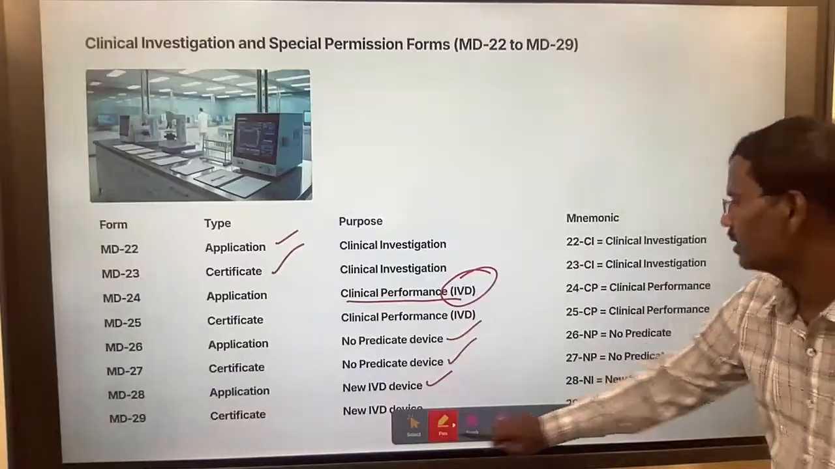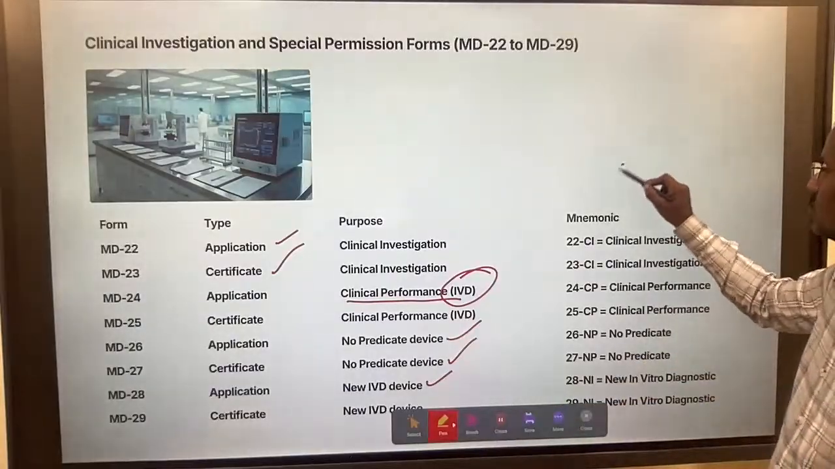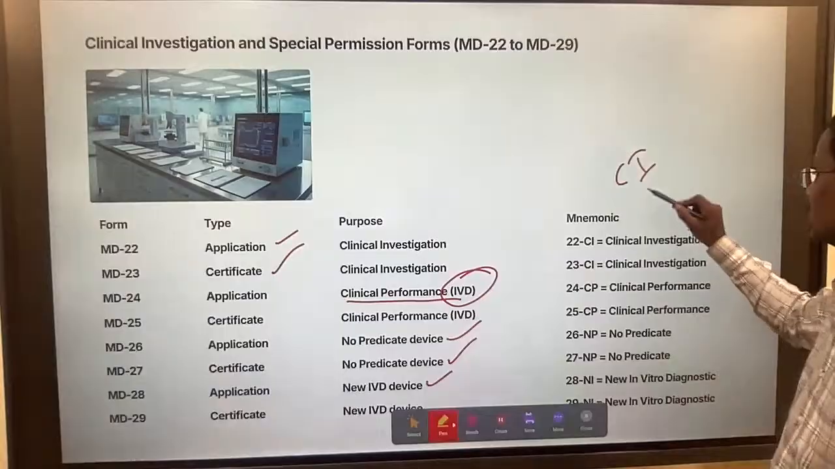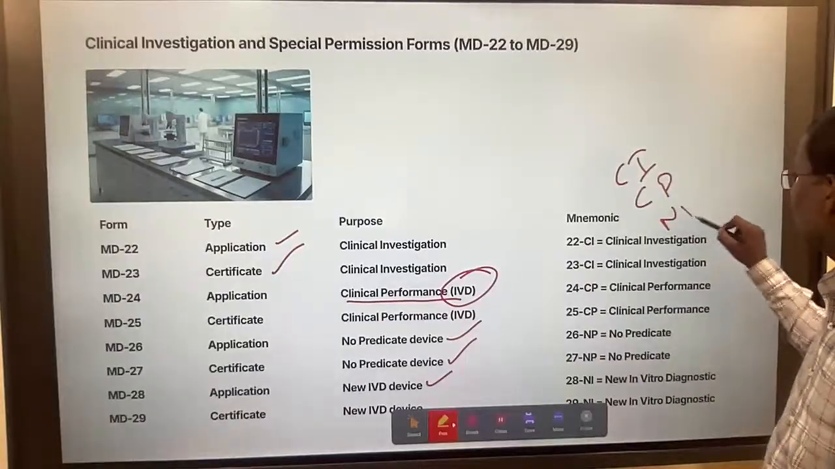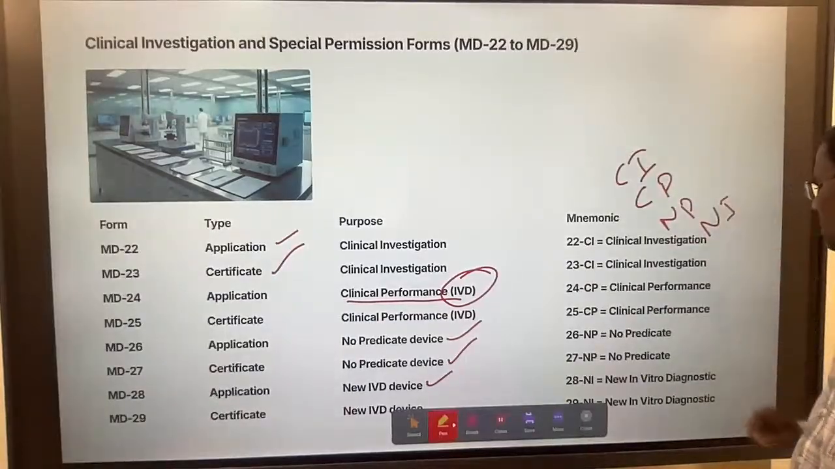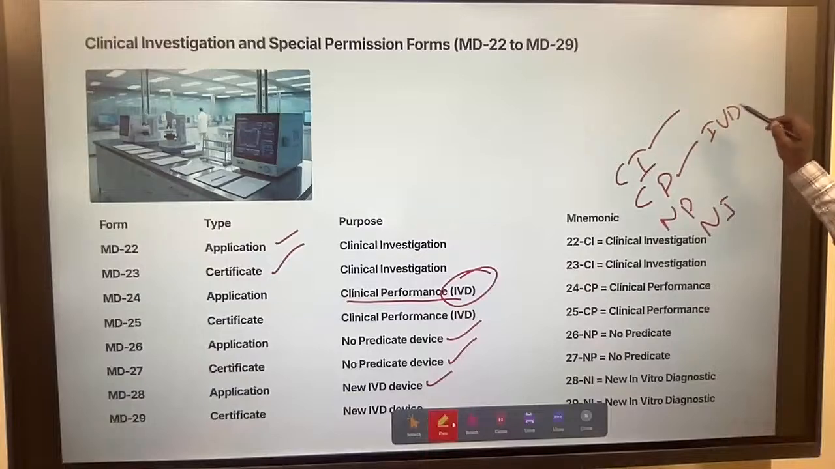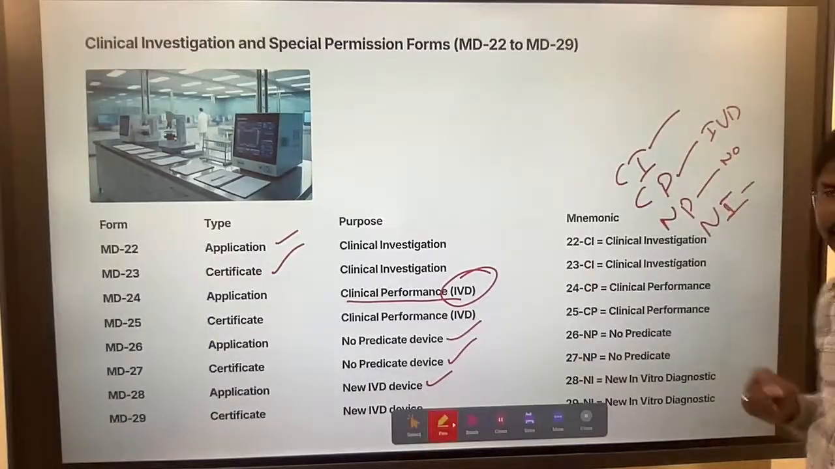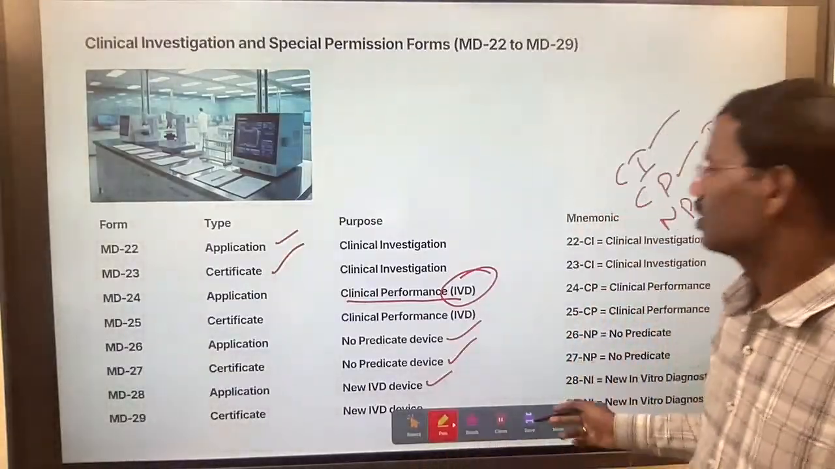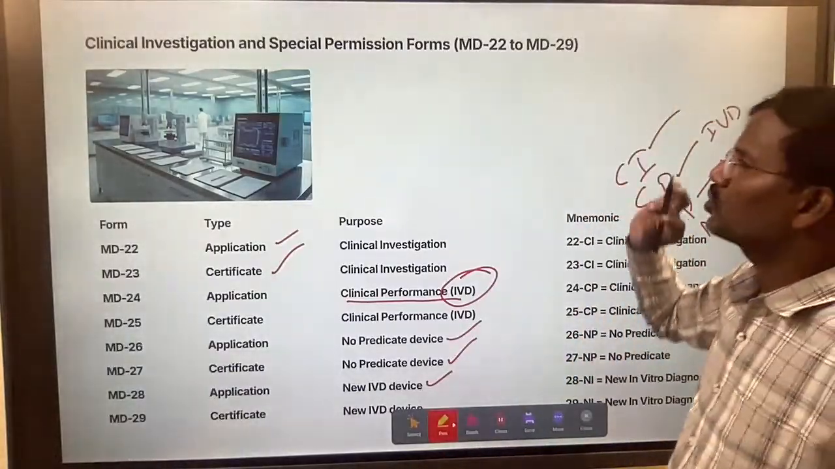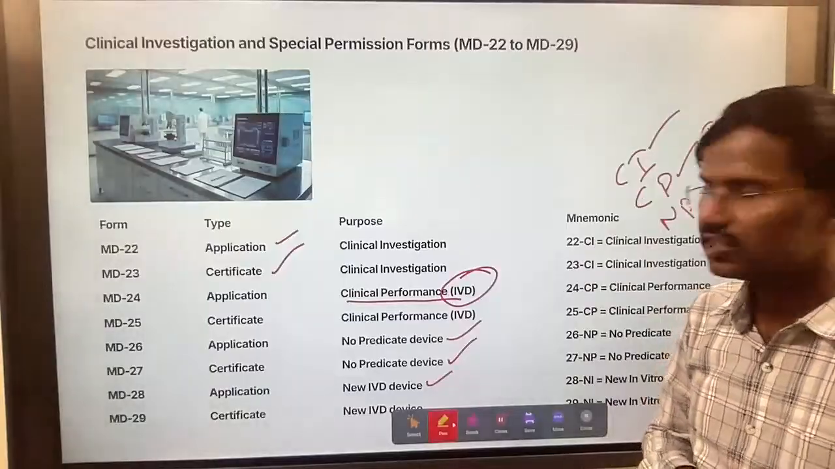So I've created some mnemonics here. CI, clinical investigation, CP, clinical performance, because it is an IVD, then NP, no predicate device, then new in vitro diagnostics, clinical data must be validated. So this is how MD 22 to 29 always talks about clinical investigation and special permissions.